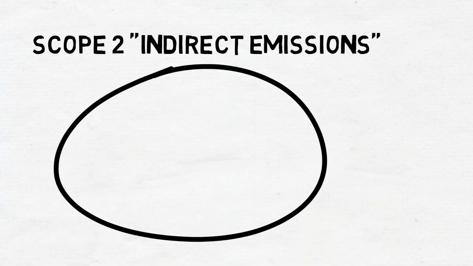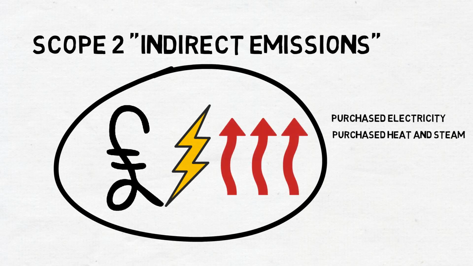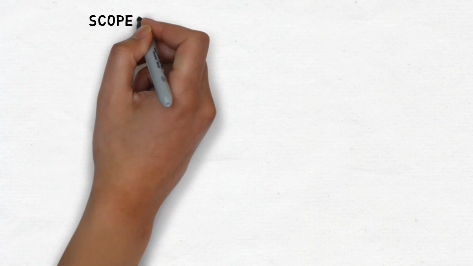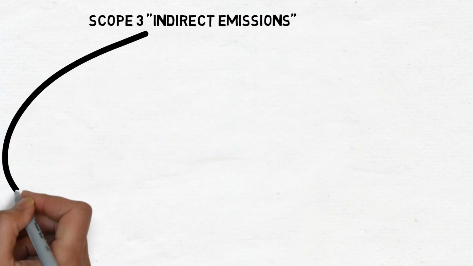This will include purchased electricity and purchased heat and steam. Scope 3 emissions are all indirect emissions which are not included in Scope 2.